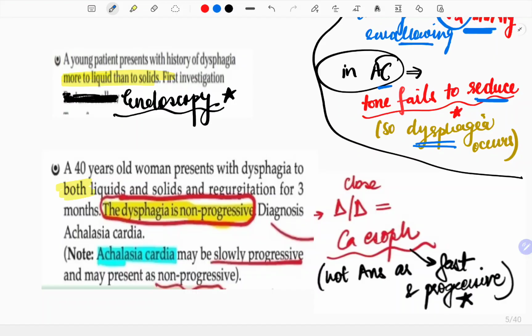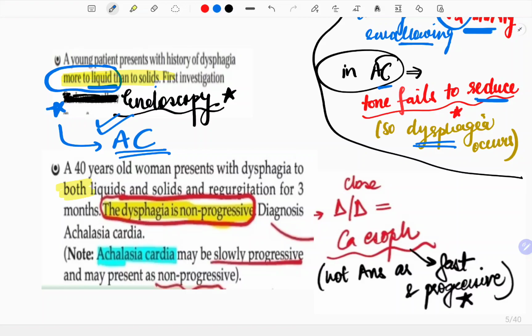Now look at the next question. A young patient presents with a history of dysphagia, more to liquids than to solids. The first investigation, I just now told you, is endoscopy. See, it is more to liquids. If this is in the question, it is definitely achalasia cardia. We'll do the difference between achalasia cardia and carcinoma esophagus quickly below.